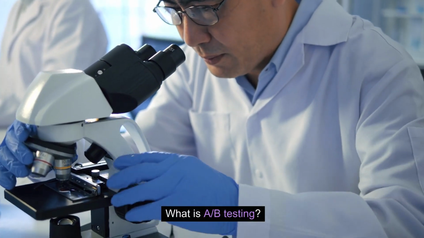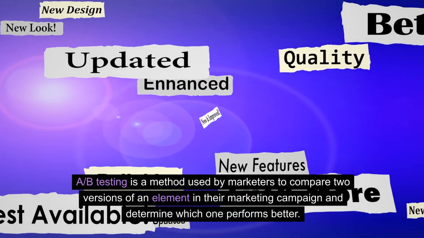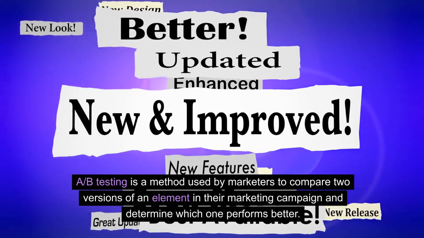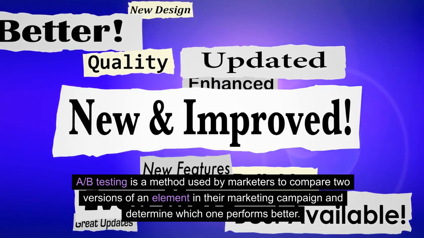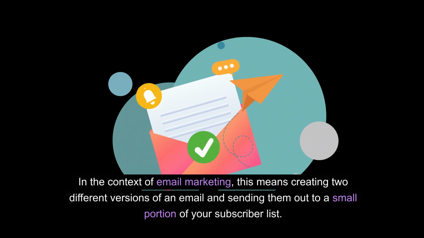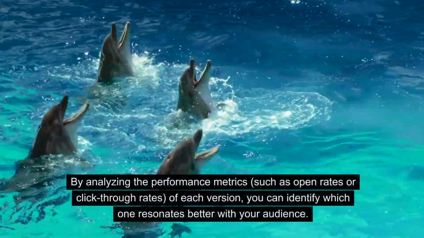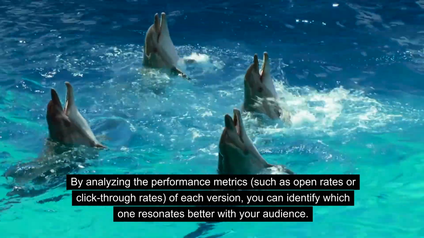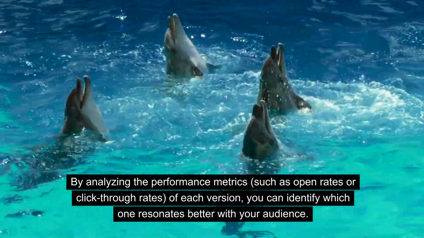What is A/B testing? A/B testing is a method used by marketers to compare two versions of an element in their marketing campaign and determine which one performs better. In the context of email marketing, this means creating two different versions of an email and sending them out to a small portion of your subscriber list. By analyzing the performance metrics, such as open rates or click-through rates, of each version, you can identify which one resonates better with your audience.